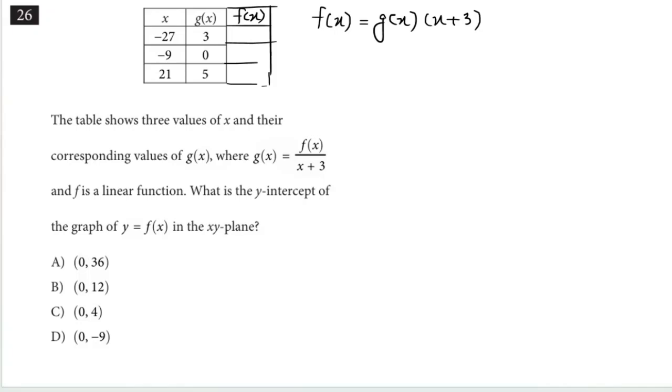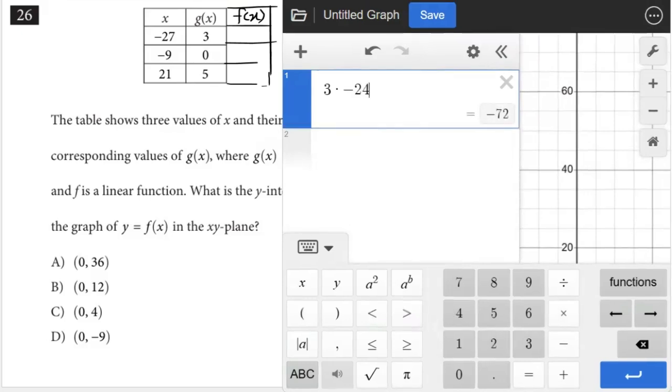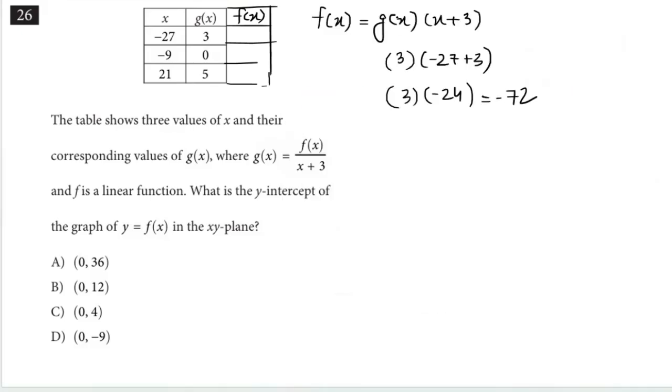So when g(x) is 3, x is negative 27, plus 3. This will give you the value of f(x) when x is negative 27. So let's get it: 3 times negative 24. You don't need to do the mental math. You can just do 3 times negative 24, and that will give you negative 72. So I know this is negative 72.